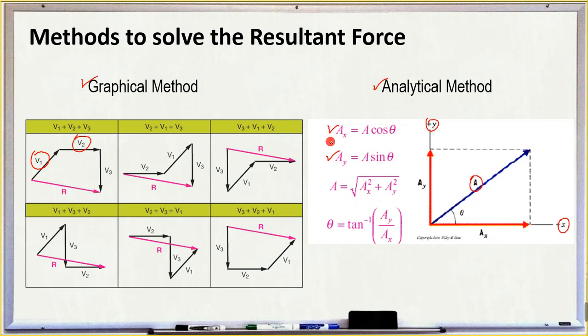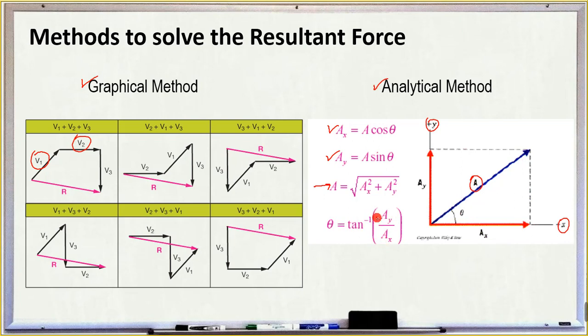Do you still remember this? To get the resultant, the resultant is just the square root of the sum of the squares of the component forces labeled here as ax and ay. And to get its direction, use the tangent identity. So theta is the arctangent of ay over ax.